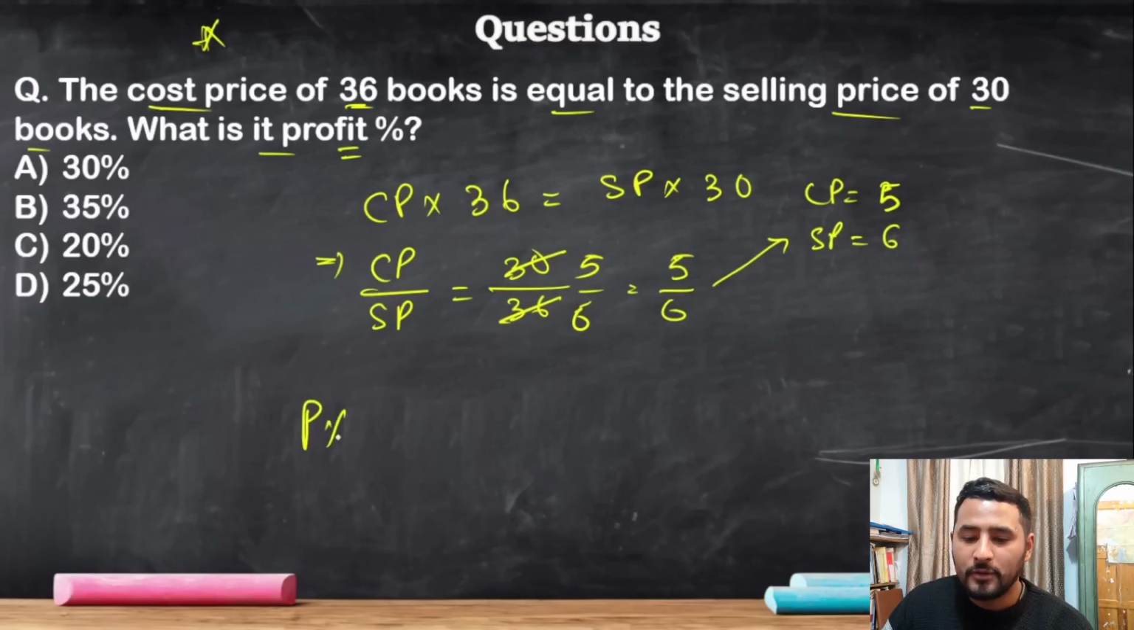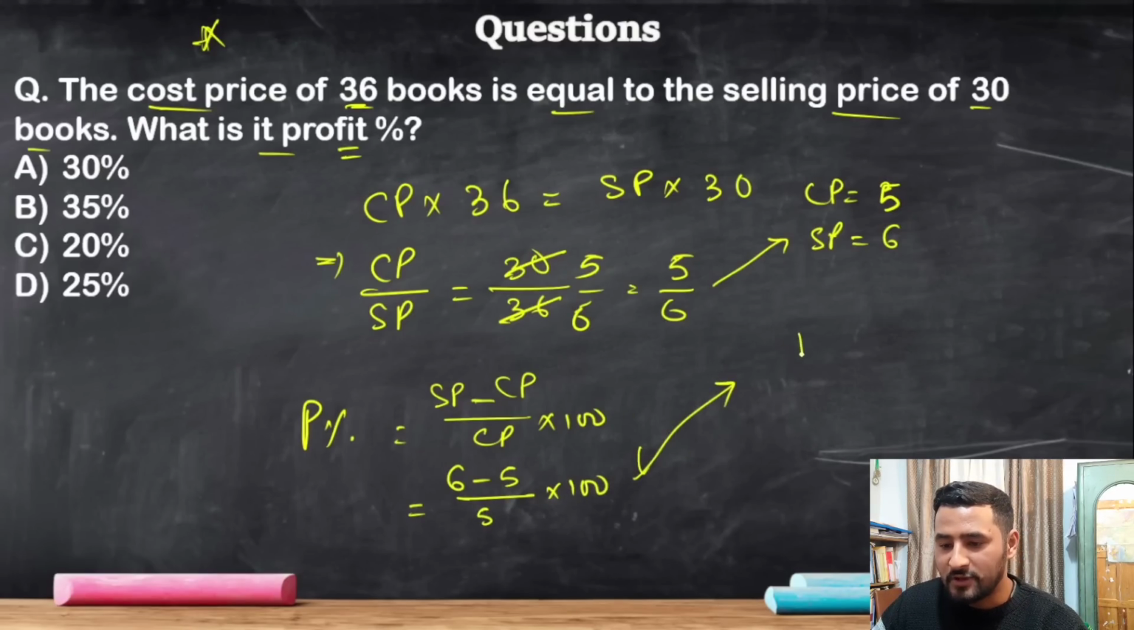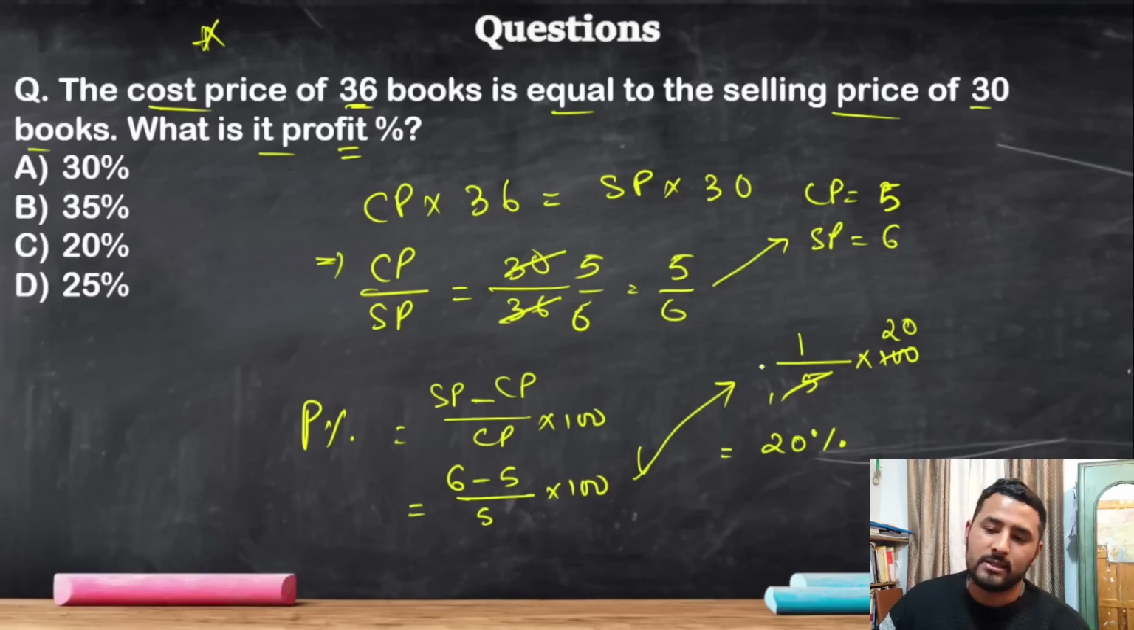Use the formula. Profit percent is profit by CP into 100, right? Our profit is what? SP minus CP. So SP here is 6 minus CP 5, by 5 into 100. So can you do like this? 6 minus 5 is how much? 1. 5 will remain into 100. Cancel this one. 5 1s are 5, 5 20s are 100. Okay, so how much will be the percentage? 20%. So what is the profit percent when the cost price of 36 books is equal to the selling price of 30? It will be 20%. Clear? So answer will be option number C.